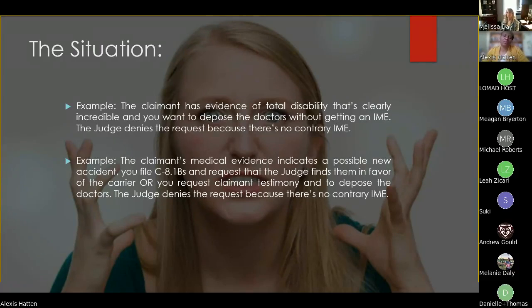Or the claimant's medical evidence indicates a possible new accident. You file C8.1Bs, request that the judge finds them in favor of the carrier, or alternatively, you request testimony. Judge denies the request because there's no contrary IME.